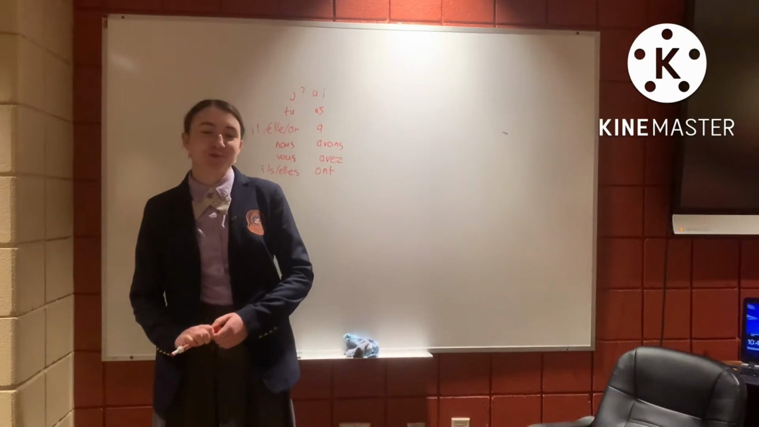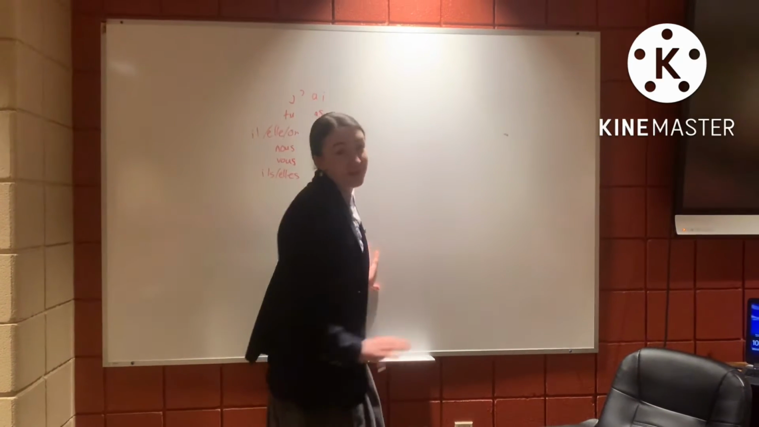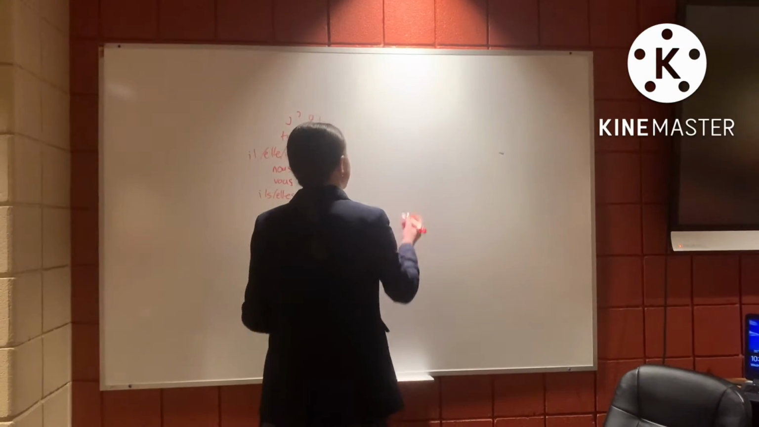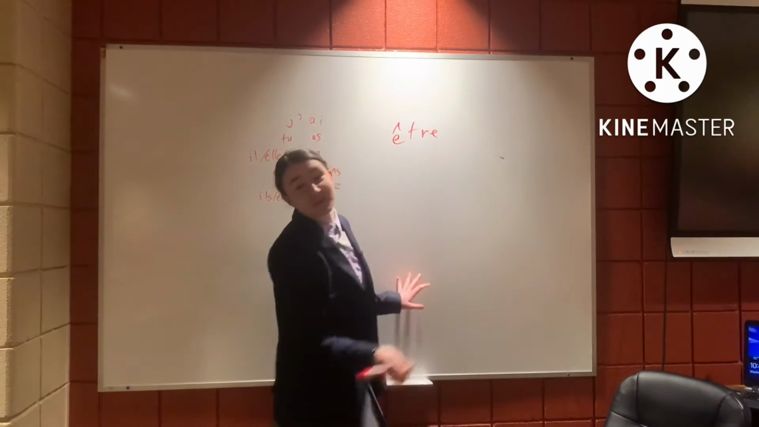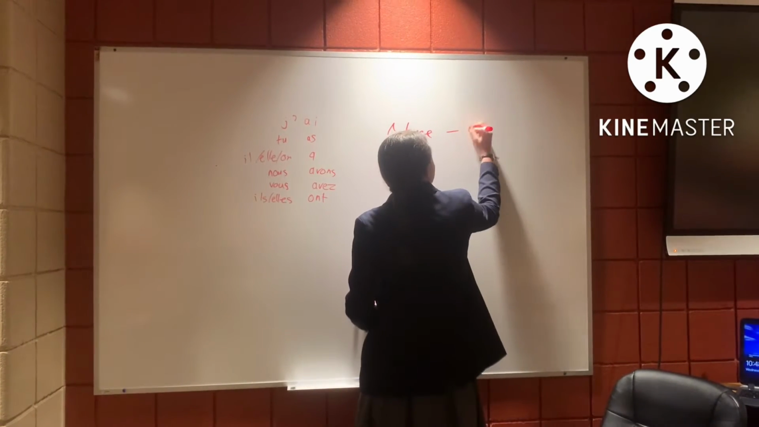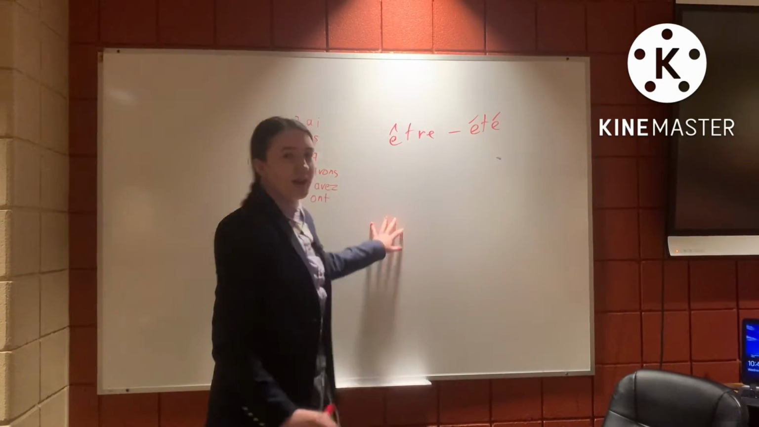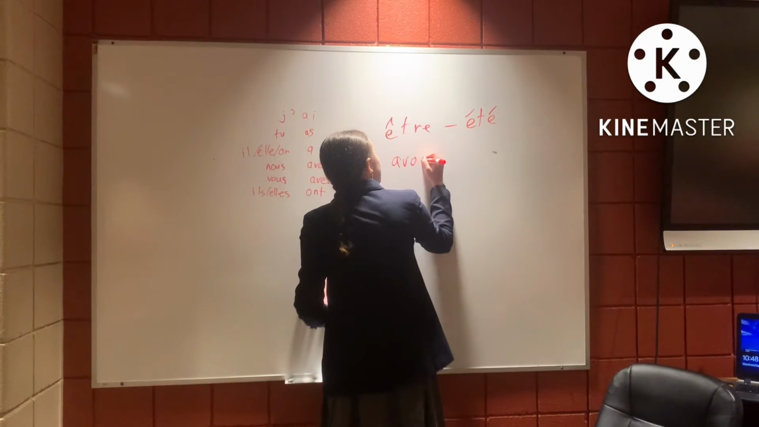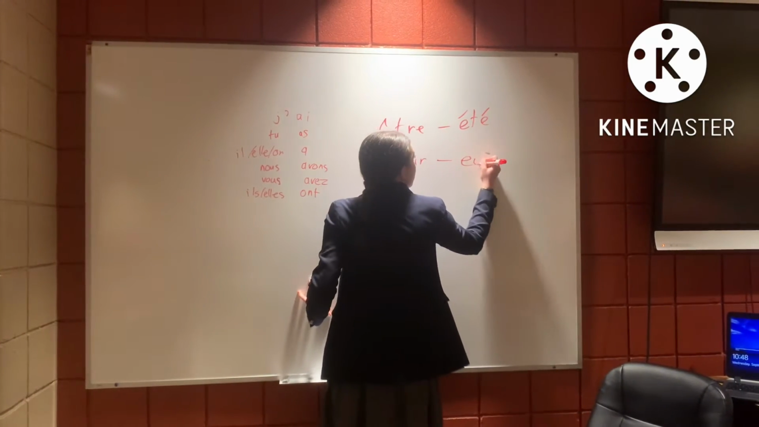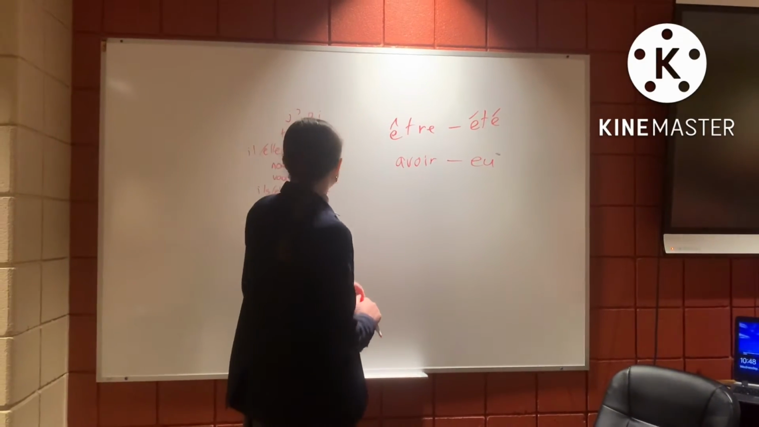So there are some verbs that are irregular in the past. I covered the regular verbs, but some of them have irregular past participles, such as être, which will come as no surprise to you, which becomes été in the past. So j'ai été, I was. And then avoir, as we all know, is eu. I think I said that right.